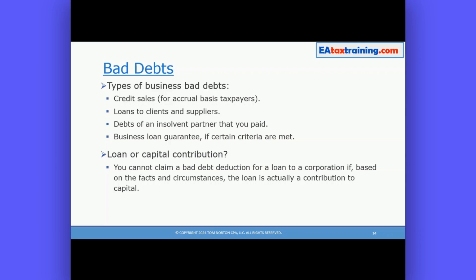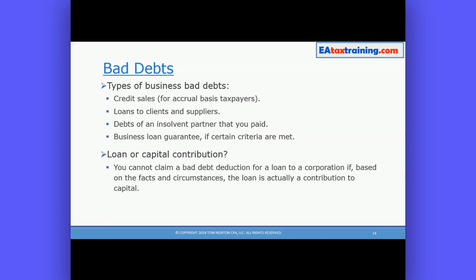Loan or capital contribution. You cannot claim a bad debt deduction for a loan to a corporation if, based on the facts and circumstances, the loan is actually a contribution to capital. So let's say your business is a shareholder in another business. The amounts that you are putting there, if you're calling it a loan, but the IRS looks at it and says, no, that's not really a loan. That was just a contribution to capital. Then you're not going to be able to deduct that.